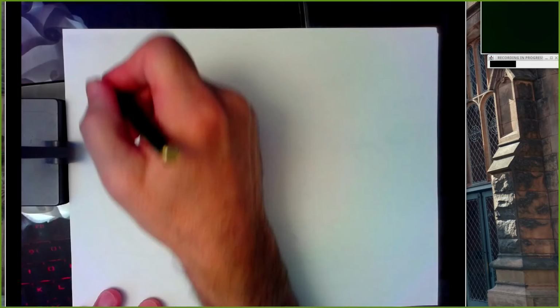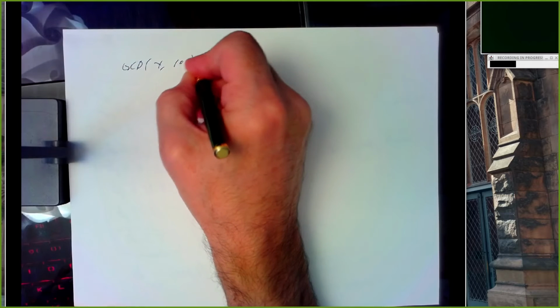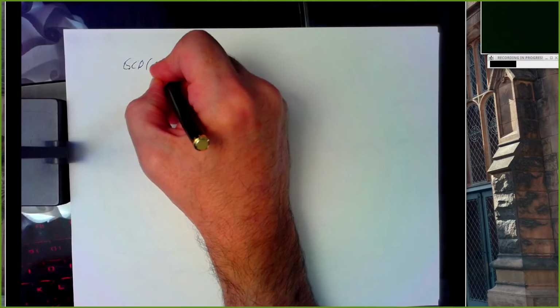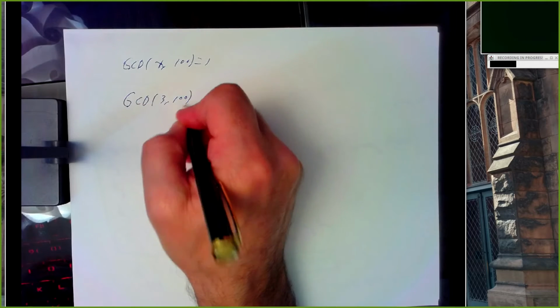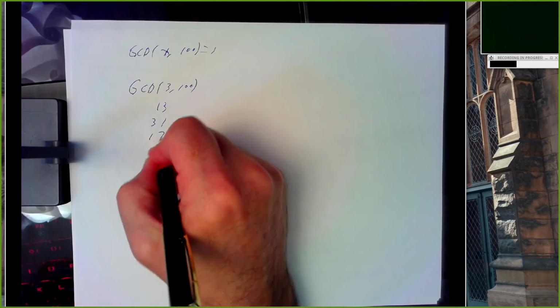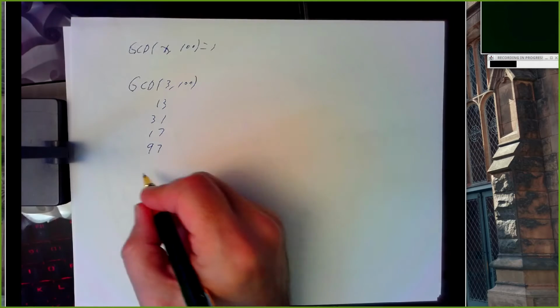All right, and then the third question was find a number that's relatively prime to 100, meaning the greatest common divisor of x and 100 should be equal to 1. And there's a lot of ways that you can do this. Prime numbers have no factors other than themselves and 1. So for example, if I just said 3 and 100, there's no common divisor except 1. Or if I did 13 or 31 or 17 or 97 or any other prime. Or 101.